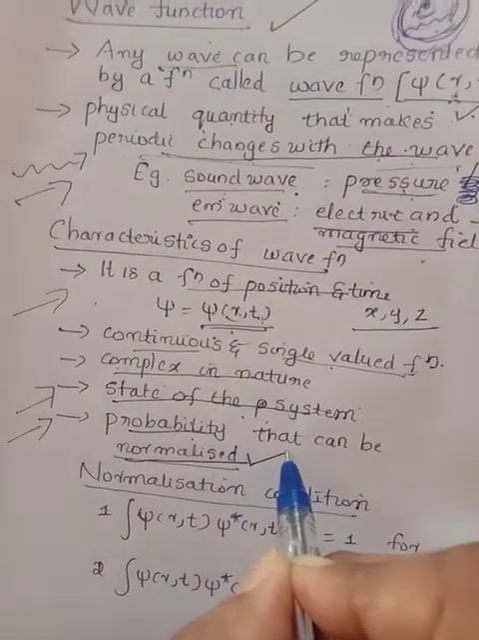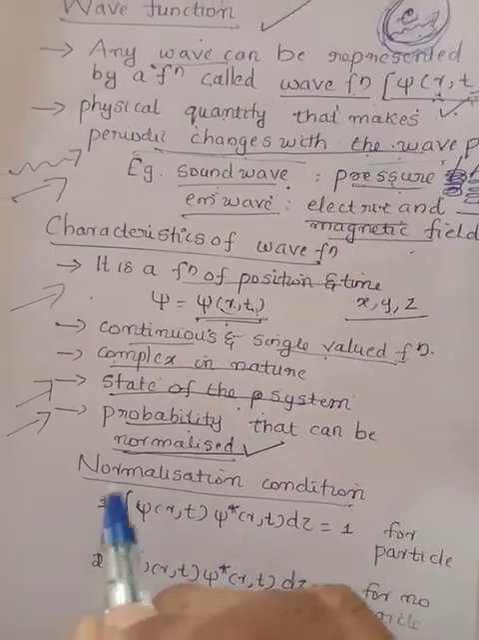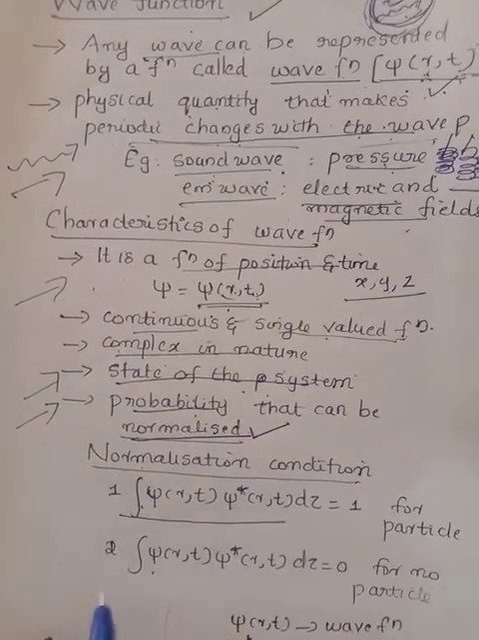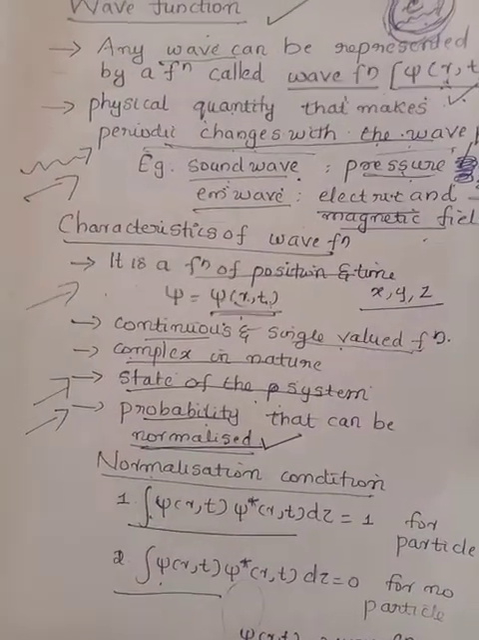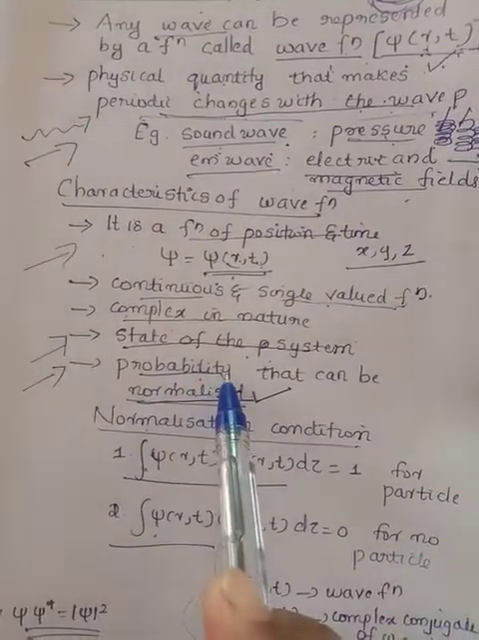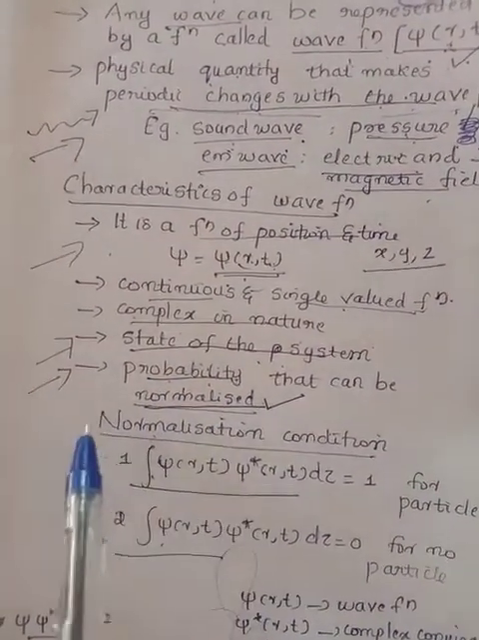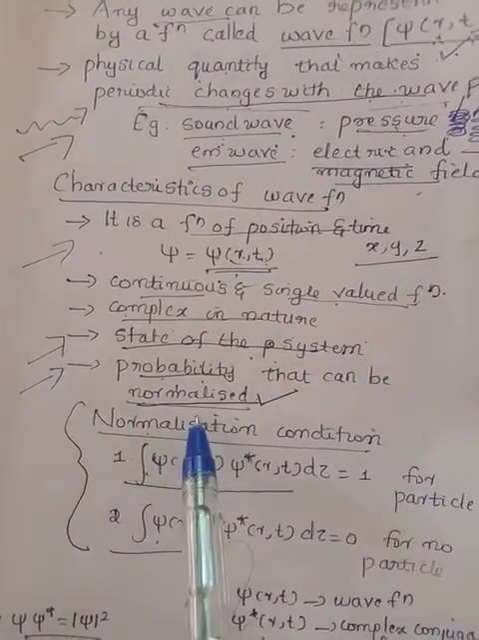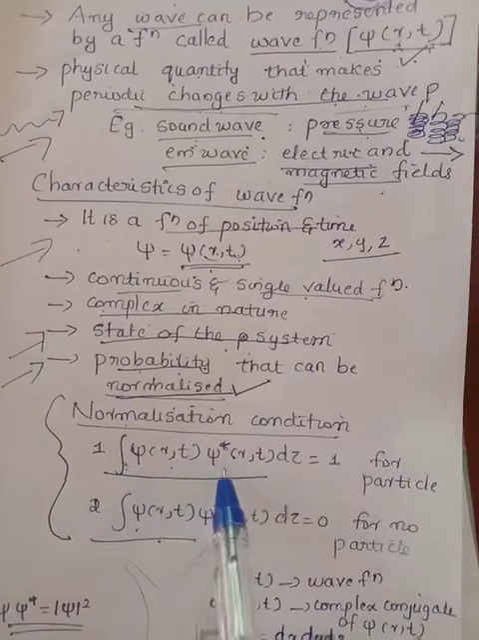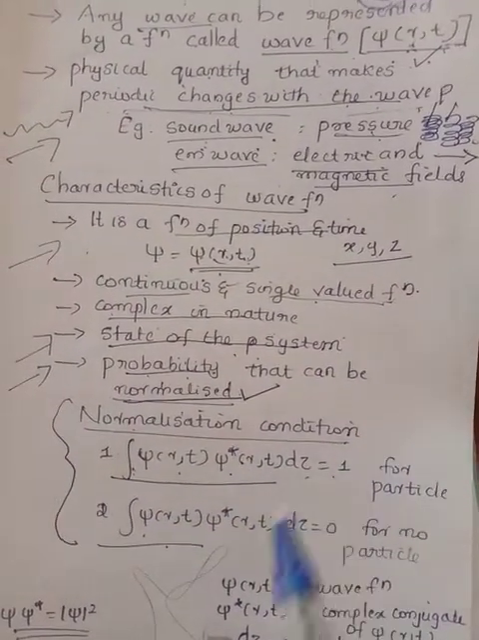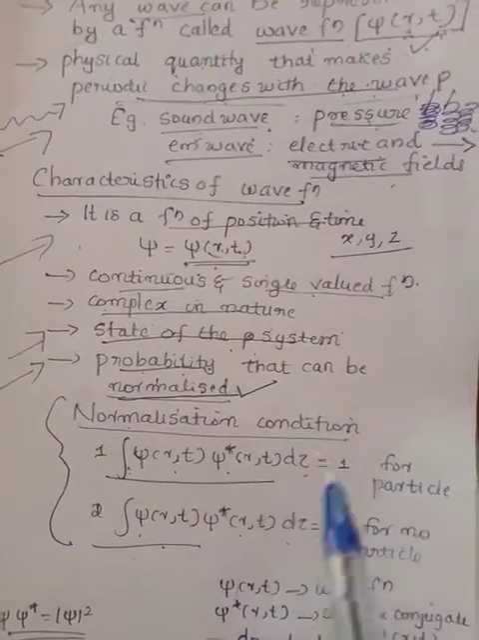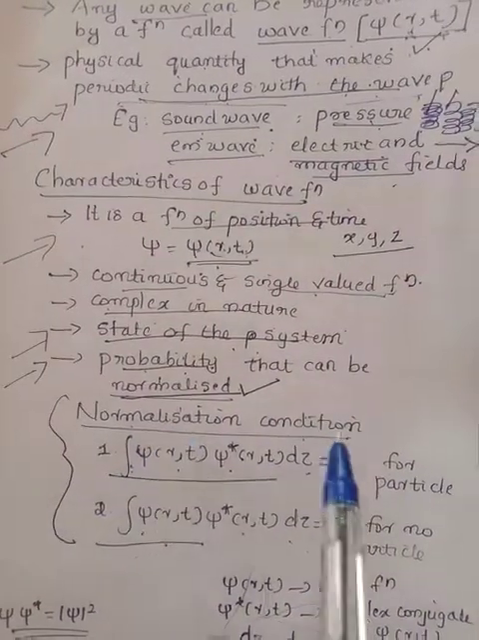So what is this normalization condition? Actually, normalization condition is two integrals. Wave function provides a probability. That probability can be normalized. So what is this normalization condition? It represents two integrals. First integral, psi of r,t times psi star of r,t dτ is equal to 1. And the second one, integral of psi of r,t times psi star of r,t dτ is equal to 0. These two integrals are known as normalization condition.